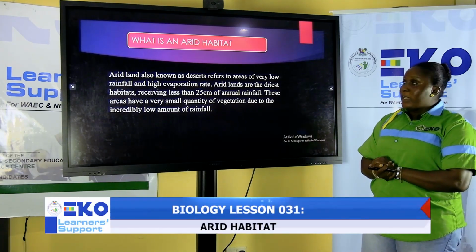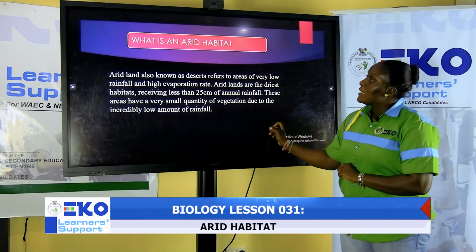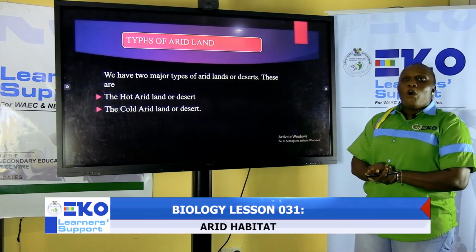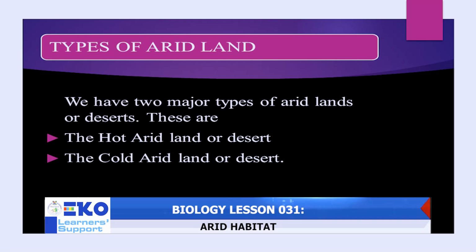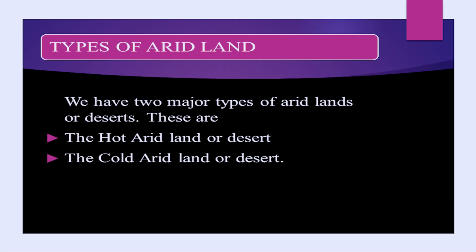I hope you are following us. Let's move on to the next slide. Types of arid habitats. We have two major types of arid habitats, which are the hot arid and the cold arid, or you can call it the hot desert or the cold desert.